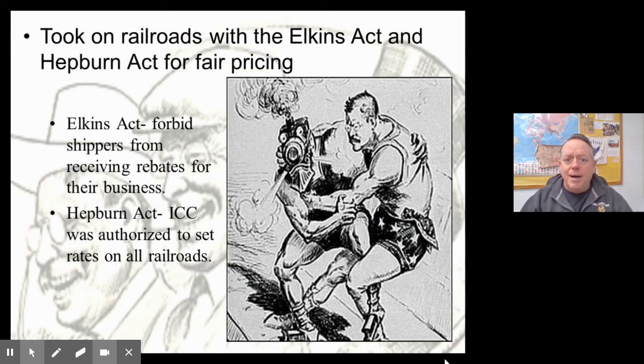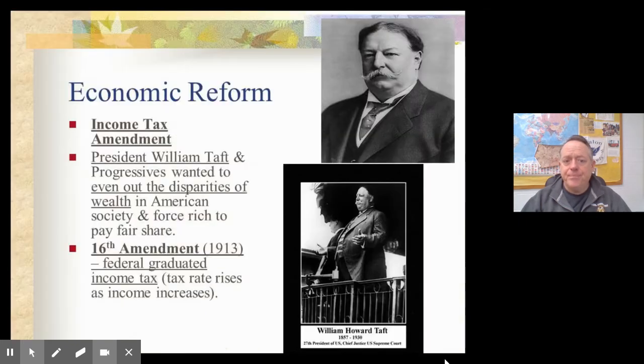So he went after, remember, the farmers hated the railroads. He went after the railroads with the Elkins and Hepburn Act. The Elkins Act disallowed those rebates that the farmers so hated because they were always given to big business. And the ICC, which had been set up in the 1890s, basically got to set the rates. So those pools that were so hated were basically taken down.